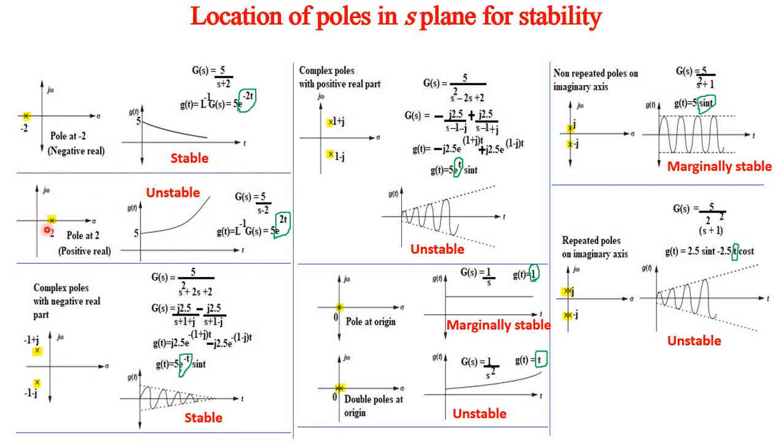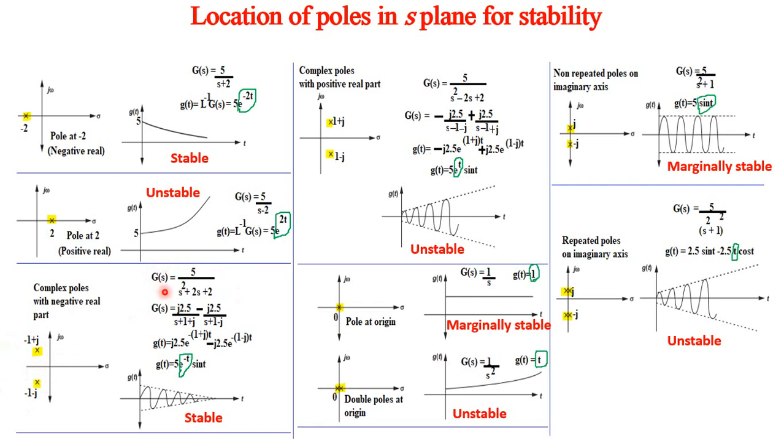Even if we have one positive real part or one positive pole in the right half of S plane, the system is going to be unstable. Let us investigate the other location of poles also before coming to the conclusion. So complex poles with negative real part, so minus 1 plus j, minus 1 minus j. So the real part is minus 1, but they are complex in nature. So it is in the left half of S plane.